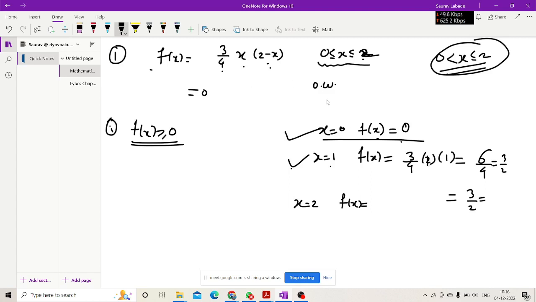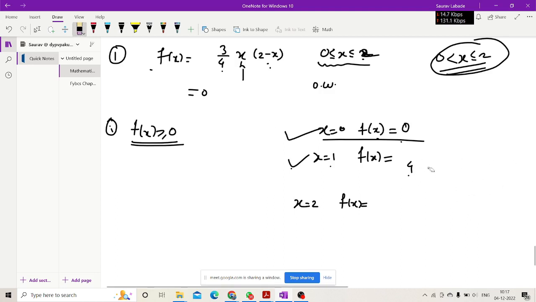Yes. So here I am substituting 1, so that will be 3 by 4 into x, so that is 1 into 2 minus 1. So that is 1. So this will be 3 by 4. So this will be 3 by 4 multiplied by the value of x is 1 and 2 minus 1. So this will be 3 by 4 only. आता समजलंय का? ओके. सांगा नेक्स्ट व्हॅल्यू काय असेल मग? नेक्स्ट व्हॅल्यू 0. ठीक आहे.